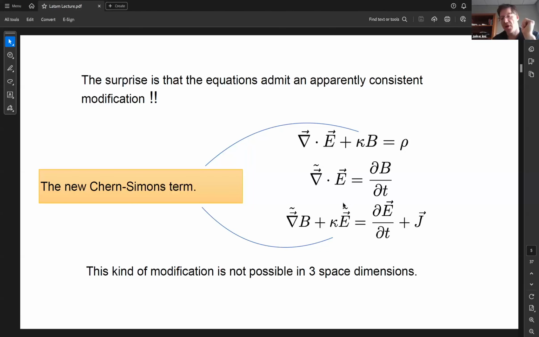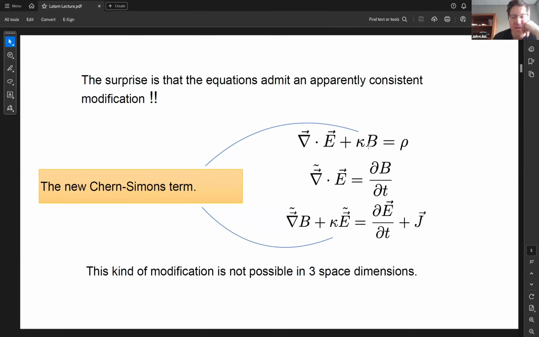Why? Because, how do you see that these equations break parity? I mentioned very briefly that the magnetic field in 2 + 1 dimensions is a pseudoscalar, but the divergence of the electric field is a scalar. So you're adding a scalar with a pseudoscalar, and that means that the coupling constant kappa is actually parity odd. So these equations are Lorentz invariant, but they're parity odd.